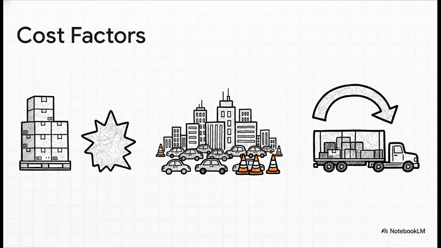Imagine an irregularly shaped piece of machinery. It wastes precious space and costs a lot more to ship than nicely stackable boxes. High-value goods cost more too because you absolutely need liability insurance. Then there are market factors, like city traffic restrictions.